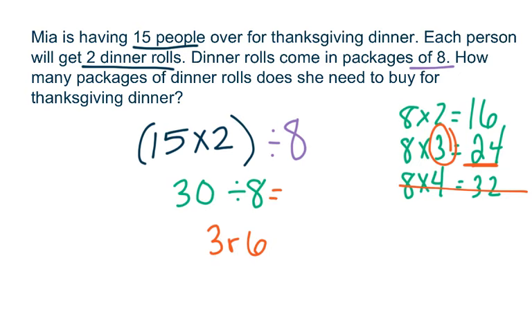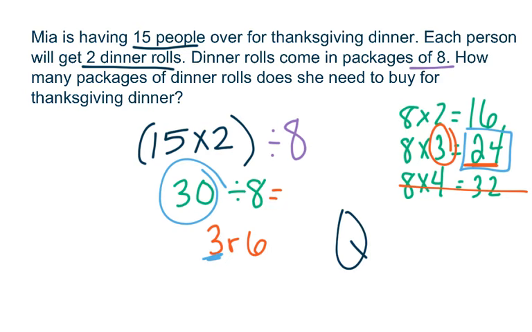Now, we need to go back and reread our problem to think about what it's asking us. I want to know how many packages she needs to buy. She needs to have at least 30 dinner rolls so that everybody can get 2 rolls. When she has 3 packages, that's only going to give her 24 dinner rolls. And she needs to make sure she has 30. So this is going to be what type of problem to make sure she gets 30 dinner rolls.